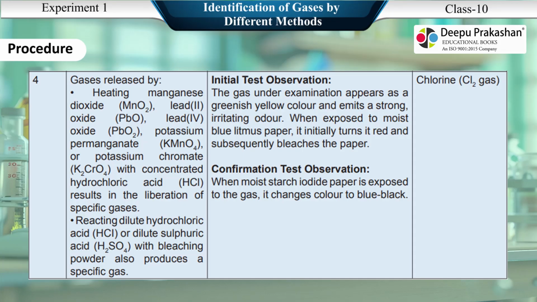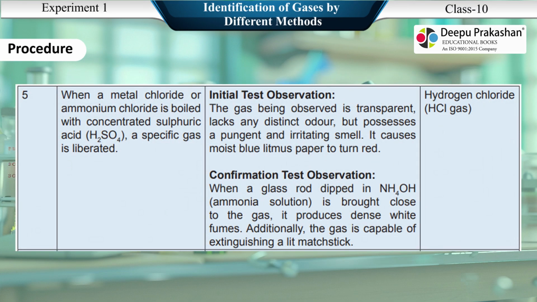Initial test observation: the gas under examination appears greenish-yellow and emits a strong, irritating odor. When exposed to moist blue litmus paper, it initially turns it red and subsequently bleaches the paper. Confirmation test observation: when moist starch iodide paper is exposed to the gas, it changes color to blue-black. Chlorine gas.